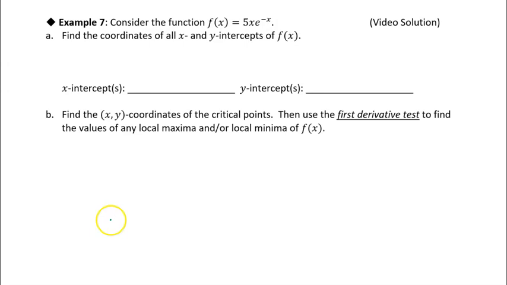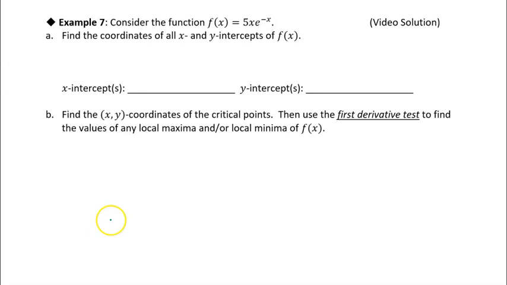All right, in this example, we're going to put everything together and we're going to graph a function using calculus. We're given this function f of x equals 5x e to the minus x, and I've broken down step by step what we're going to do here.